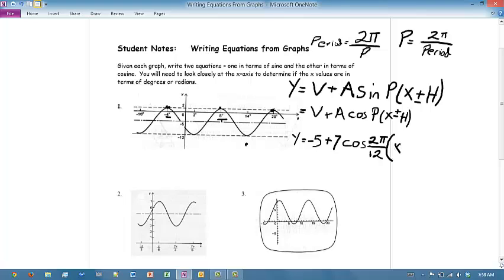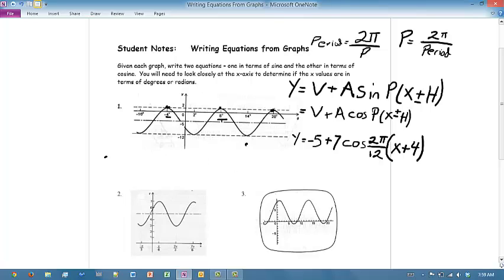Okay, x. Now our last part, let's do this horizontal shift. There are two horizontal shifts you could choose from. Actually, there are infinitely many. But for us, we're going to say that we can either have moved left 4 or right 8. So why don't we say we moved left 4? And when we move left, we add, so plus 4. And guys, that is the cosine function for this graph.